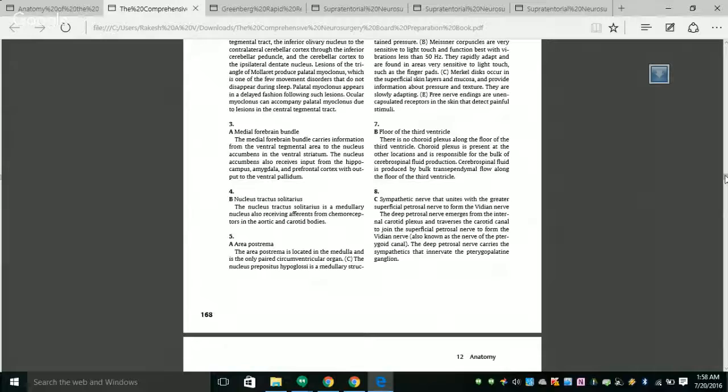So Slaven was right. The medial forebrain bundle carries information from the ventral tegmental area to the nucleus accumbens in the ventral striatum. The nucleus accumbens also receives input from the hippocampus, amygdala, and prefrontal cortex, with output to the ventral pallidum. Basically, I think it's concerned with memory. Whatever comes with the hippocampus and amygdala is concerned with memory.